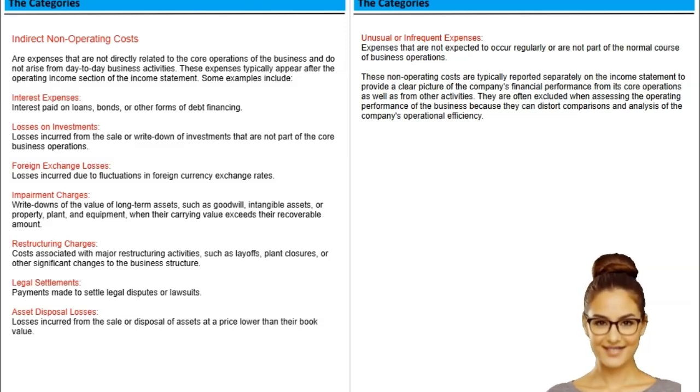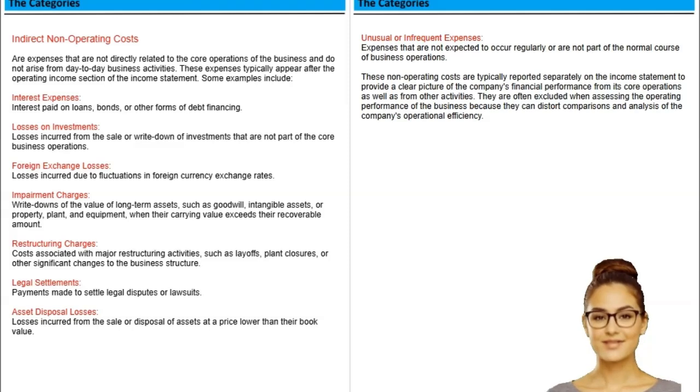Next we have legal settlements. These are payments made to settle legal disputes or lawsuits. In law, a settlement is a resolution between disputing parties about a legal case, reached either before or after court action begins. A collective settlement is a settlement of multiple similar legal cases. The term also has other meanings in the context of law. Know that there is a difference between legal fees and legal settlements.